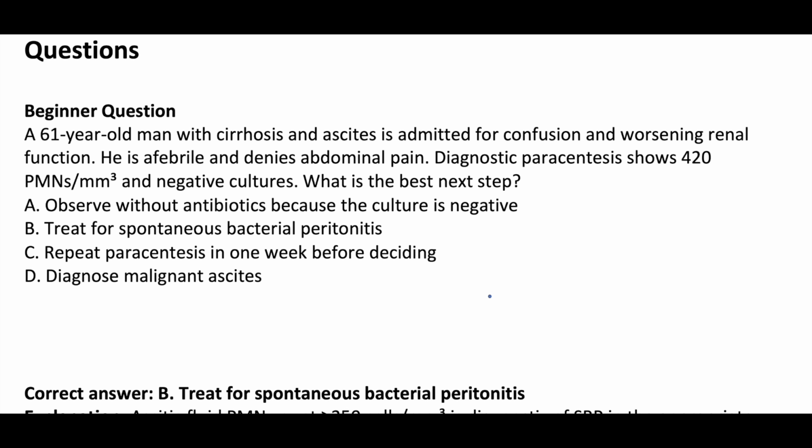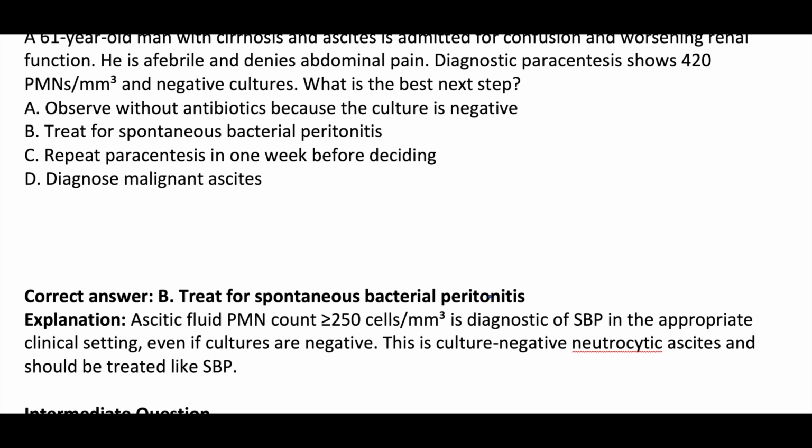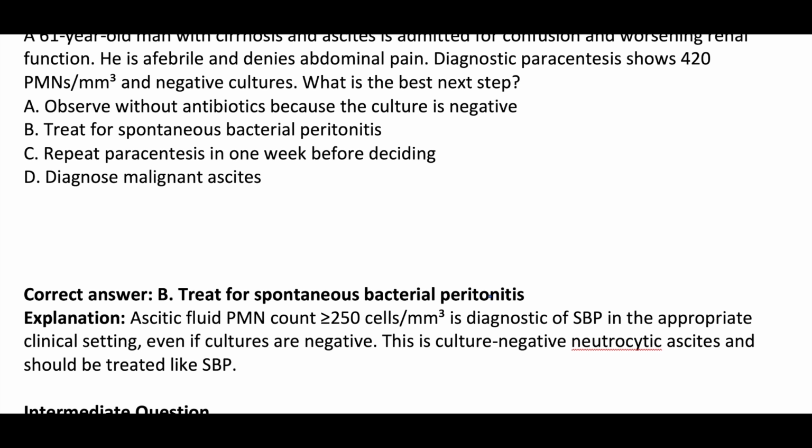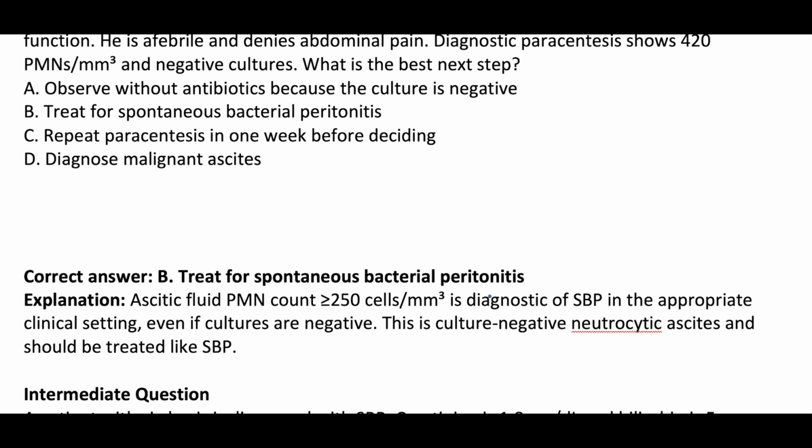The correct answer is B. Treat for spontaneous bacterial peritonitis. Remember, the ascitic fluid count here was 420 PMNs. More than 250 PMNs is diagnostic, independent of the culture, and it should be treated.